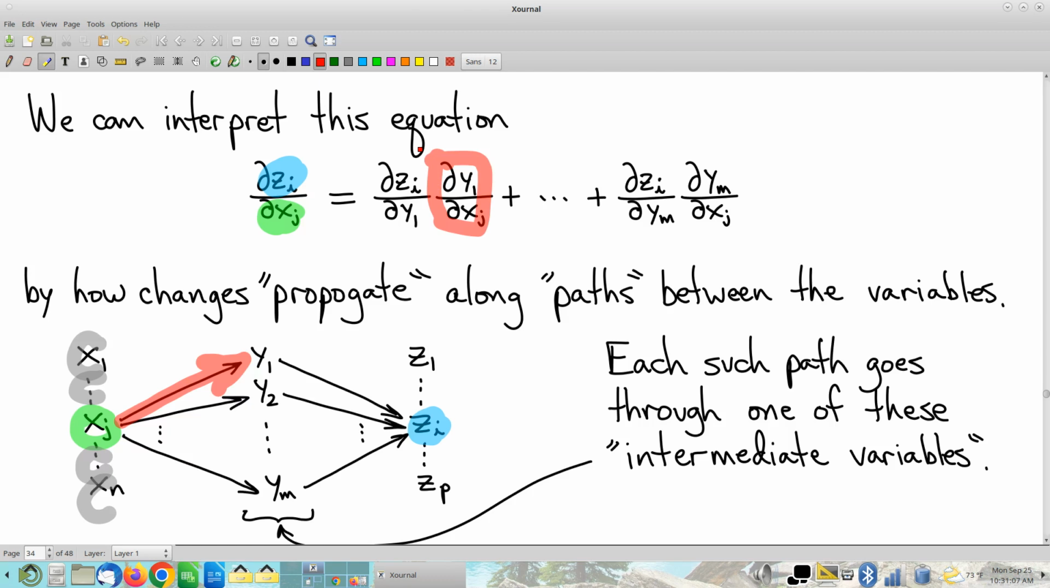Now, xj changing causes y1 to change, but furthermore, y1 changing, and I emphasize the mere fact of y1 changing, let's not worry about the fact that y2 and y3 are changing too, we'll deal with them in a minute, but the fact that y1 is changing alone will cause some amount of change in zi. And what is the factor by which the change gets amplified along that section of this first path? Well, that's this partial derivative right there.